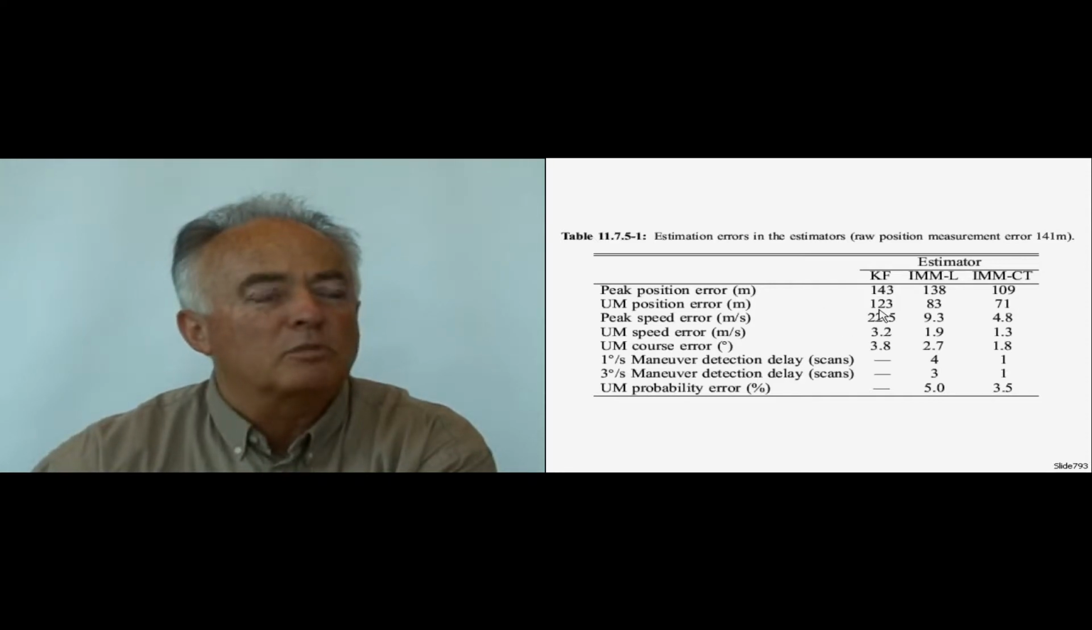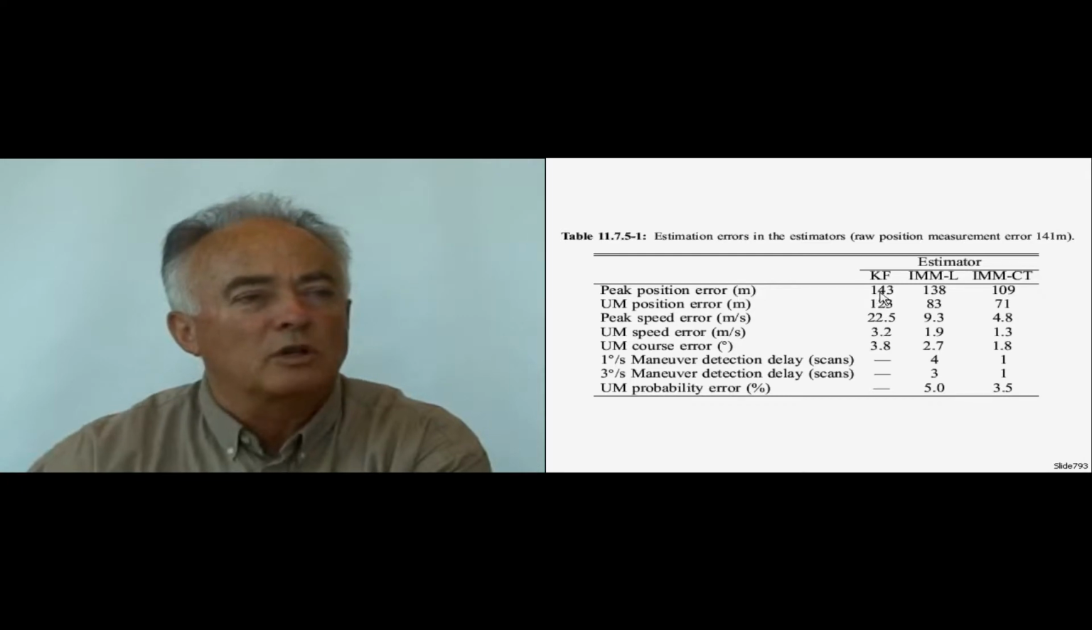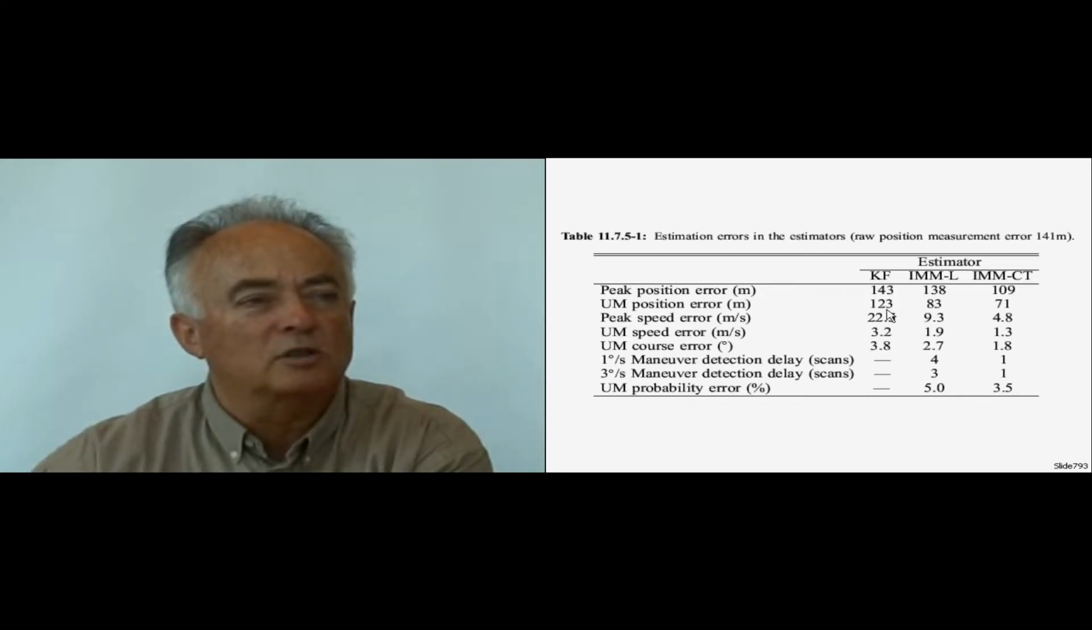The uniform motion position error is 123, which is below the 141, but not much below, and you can see the significant reductions that the IMM obtains. Clearly, this is a compromise design with a larger process noise in the single mode-based Kalman filter. We would get possibly a slight reduction here, but at the cost of an increase here. So this is why the selection of the value for the process noise was done as indicated before.